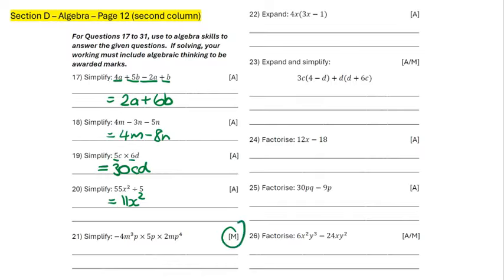21, we're into the first merit question for this little chunk. We've got a heap of stuff being multiplied together. And we're going to follow a similar approach to question number 19. We're going to multiply the numbers together first. So let's do that. So we've got negative 4 times 5, that's negative 20, times by 2, that's negative 40. So we've got negative 40 there.